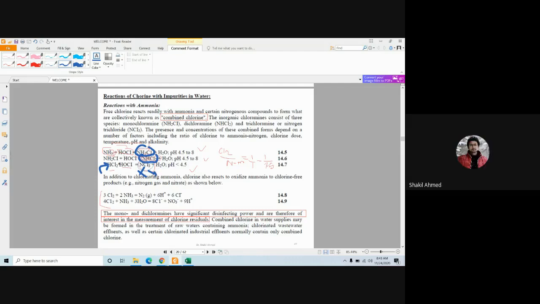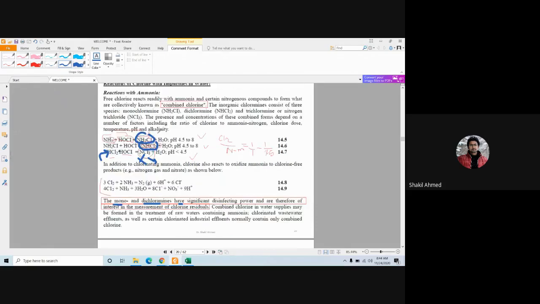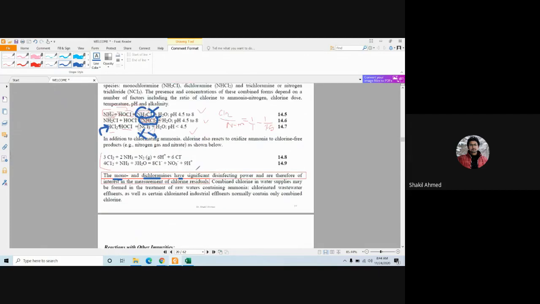Yes, sir. That's why they're saying here that the mono and dichloramine have significant disinfecting power and are therefore of interest in the mechanism of chlorine residuals. So they are called chlorine residuals. Okay.